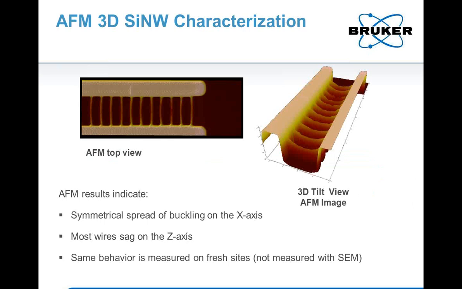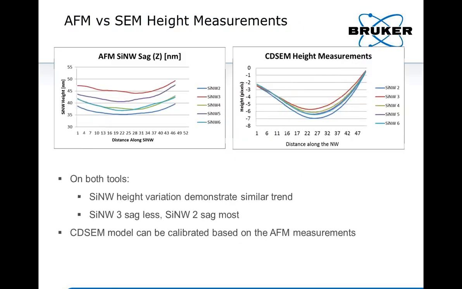Also, like the SEM, the AFM measured all buckling of the silicon nanowires in the Z direction to be towards the wafer surface. No wires were observed to buckle away from the wafer surface. A comparison of the Z buckling characteristics of the silicon nanowires as measured by the AFM and the CD-SEM is shown here. Each curve represents the height of the wire above the wafer surface along the length of the wire from source to drain. The relative offsets of the curves in the AFM plot indicate the small variations in the anchor points of the silicon nanowires to the source and drain.